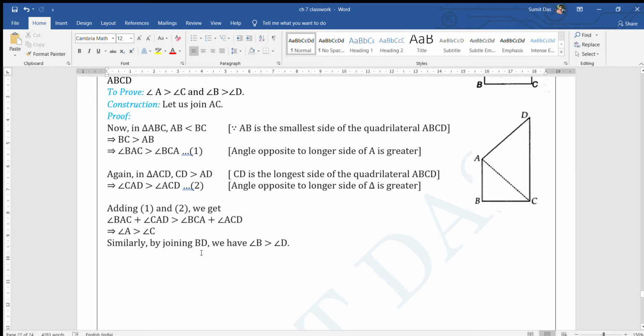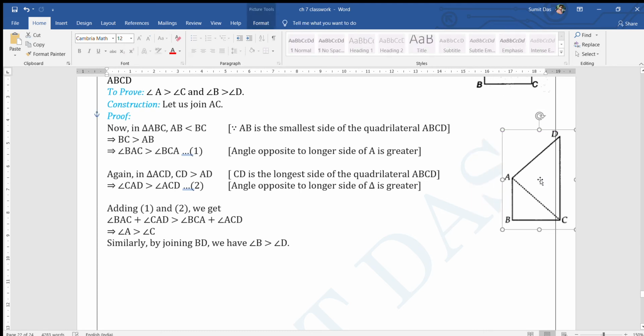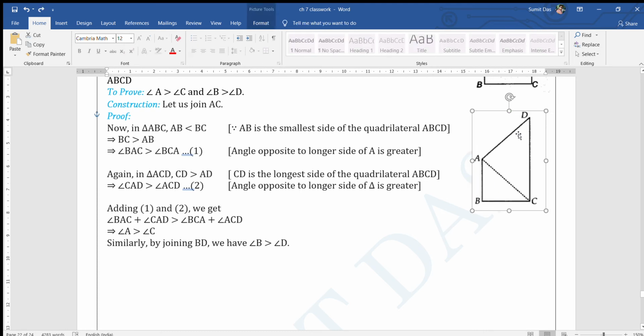Similarly, if you join the BD diagonal, you can prove the other angle, that angle B is greater than angle D. First we proved angle A greater than angle C by joining AC. To prove angle B greater than angle D, we join BD and use the same thing. You can see triangle BCD, in which CD is the longest side. Similarly, triangle ABD, in which AB is the smallest. Like this, the same method proves it.